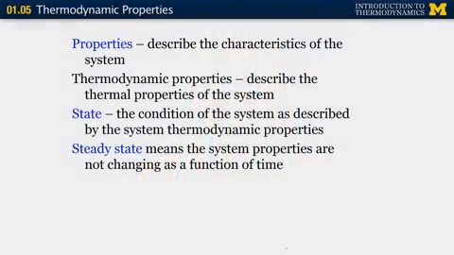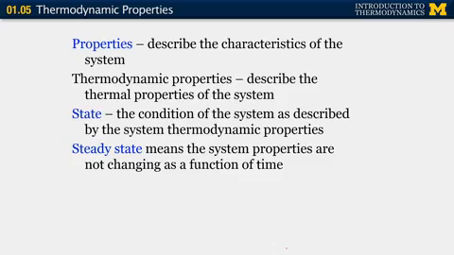Okay, back to our definitions. Again, we need the vocabulary before we can actually start the quantitative analysis. Properties are the characteristics of the system, and specifically we care about the thermodynamic properties. Those describe the state of the system, or the thermal properties of the system. The state is the condition of the system as described by the thermodynamic properties.